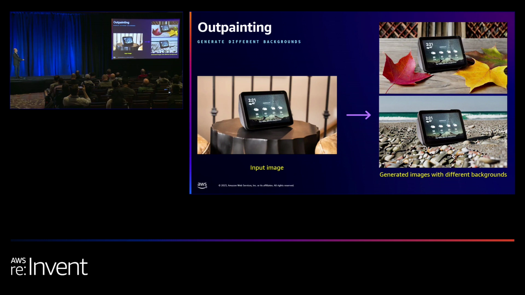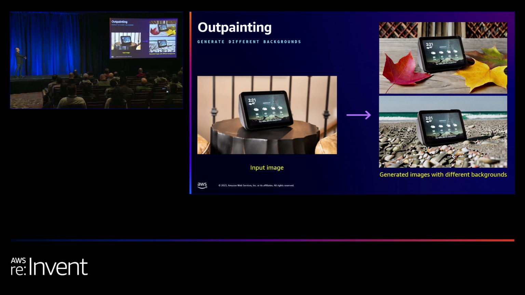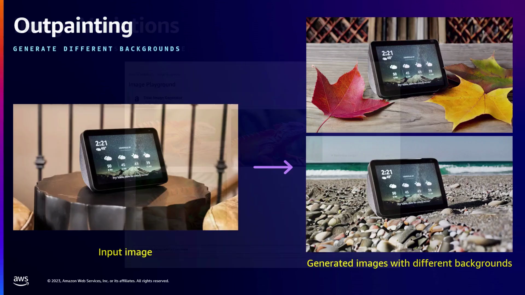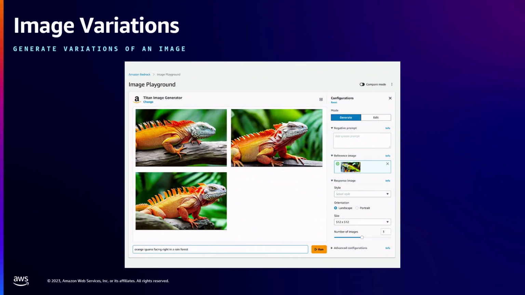An example of the outpainting, like I was showing before, a product which you can bring in, and then you can generate in any lifestyle background you want. Image variations. Again, this is an example that Swami also showed yesterday. But from the reference image, it can generate similar-looking images.